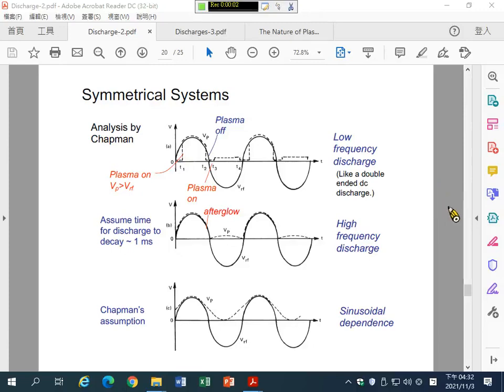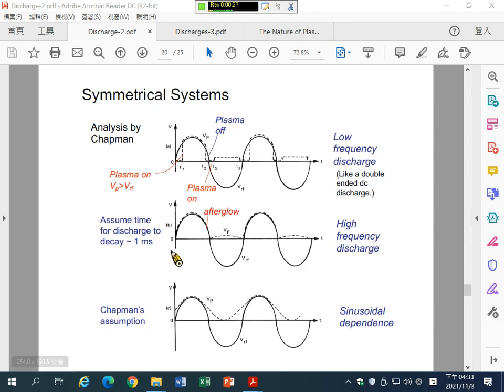Okay. So last hour we have already known the plasma potential, the RF hot electrode potential, and RF ground electrode potential that changed with time, and how these curves are obtained from these scientists and from Chapman's analysis.